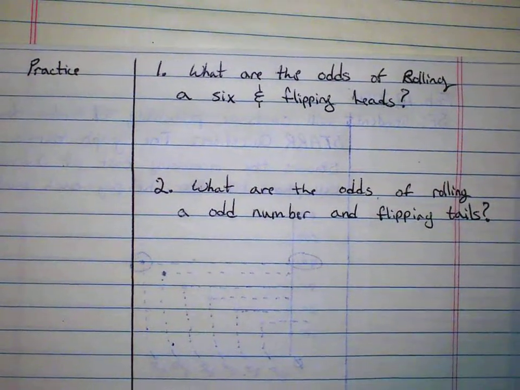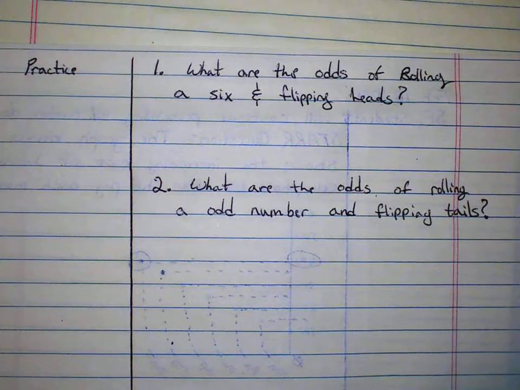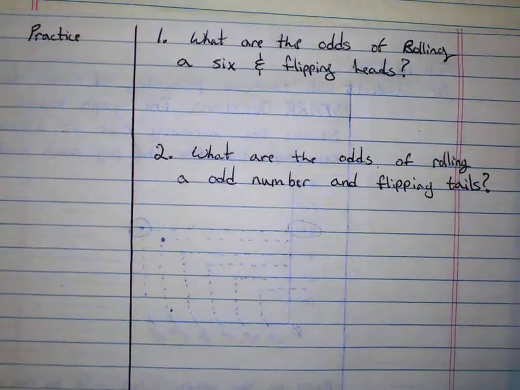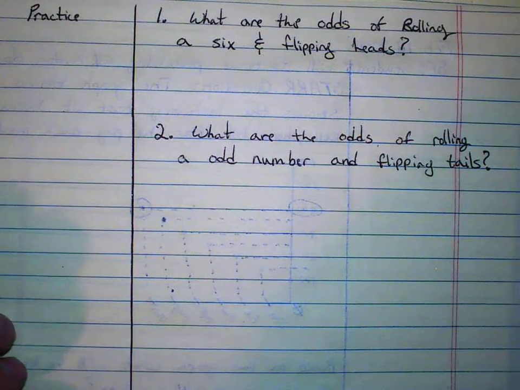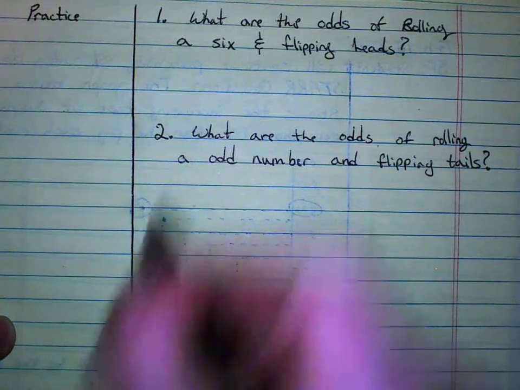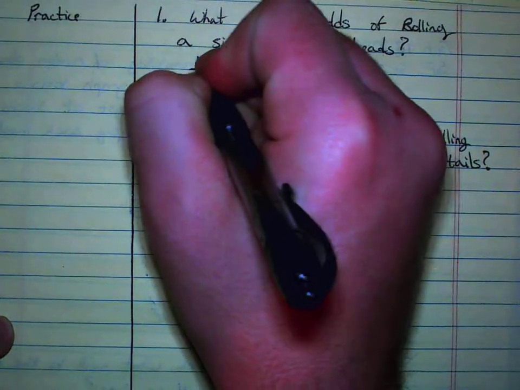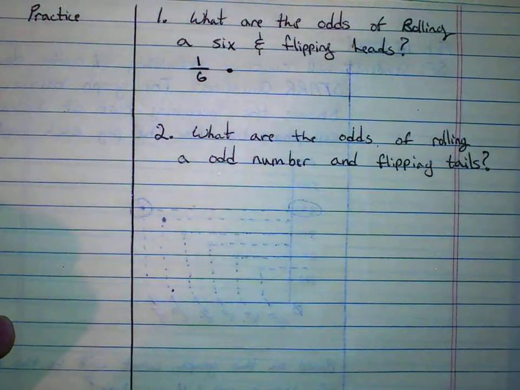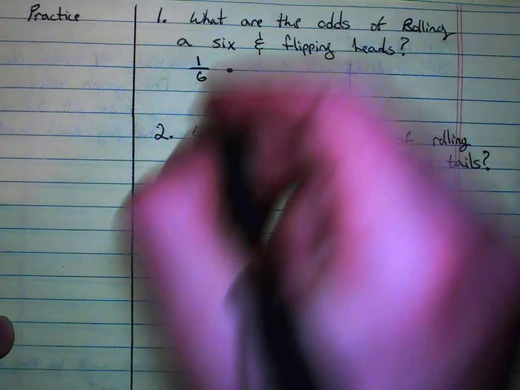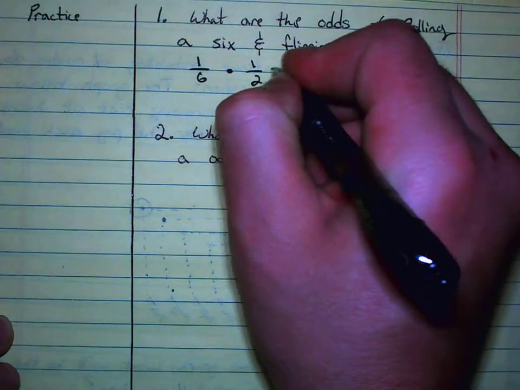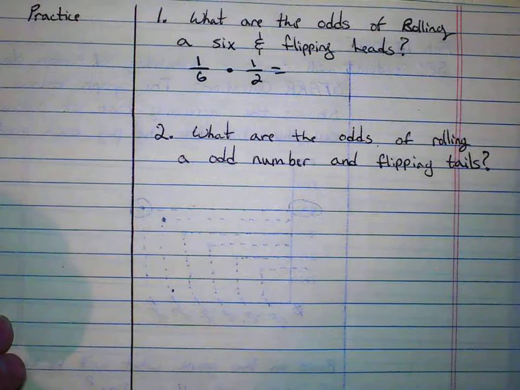Let's look at our practice problems. Practice problems that I've got for you guys are, what are the odds of rolling a 6 and flipping heads? Let's talk about rolling a dice. How many sides are on a dice? Well, you should say, hey coach, there's 6 sides. Each one of them is numbered 1, 2, 3, 4, 5, and 6. So if I'm going to roll a 6, that's 1 out of 6. Times, if I'm going to flip a heads, how many sides to a coin are there? Well, there's tails and there's heads. So that's 1 out of 2. You'd multiply those fractions.